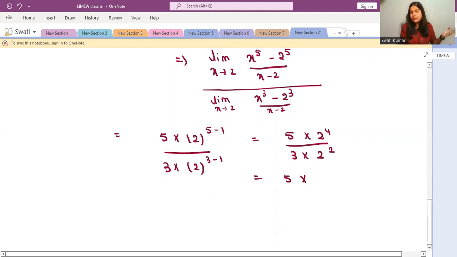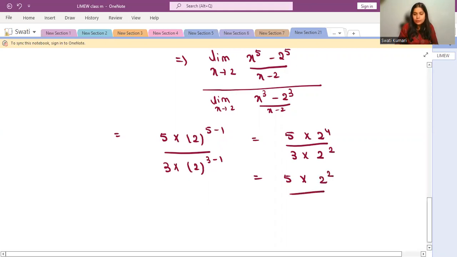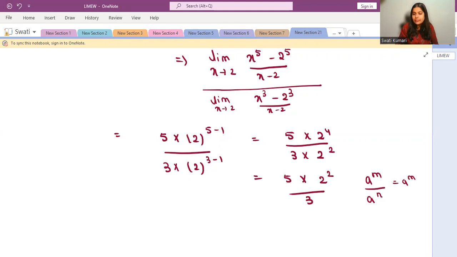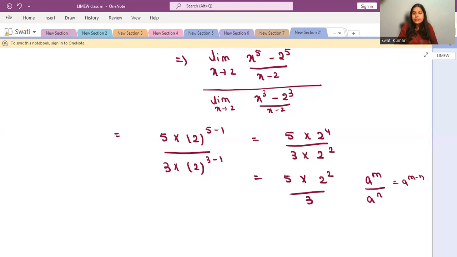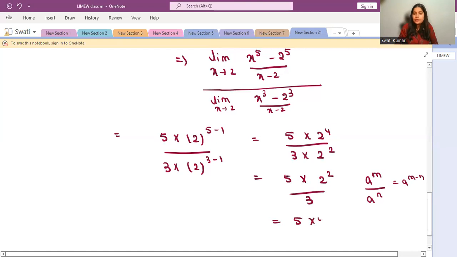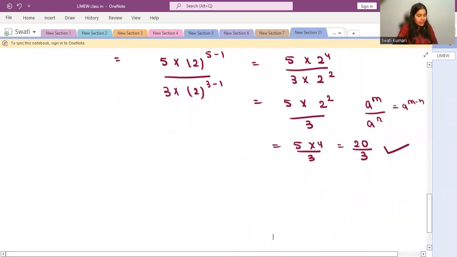Of course, this will become 5 into 2 raised to 4 upon 3 into 2 raised to 2. Like if you want, you can use the property of exponent here. How I did this? I used the property of exponent. If we have a raised to m upon a raised to n, that is same as a raised to m minus n, right? So using this formula, 2 raised to 4 minus 2, because we are having the base 2. And this will become 5 into 2 square is 4 upon 3. So the answer is 20 upon 3. Yes, this is the correct answer, 20 upon 3. Now we are done with this question also.